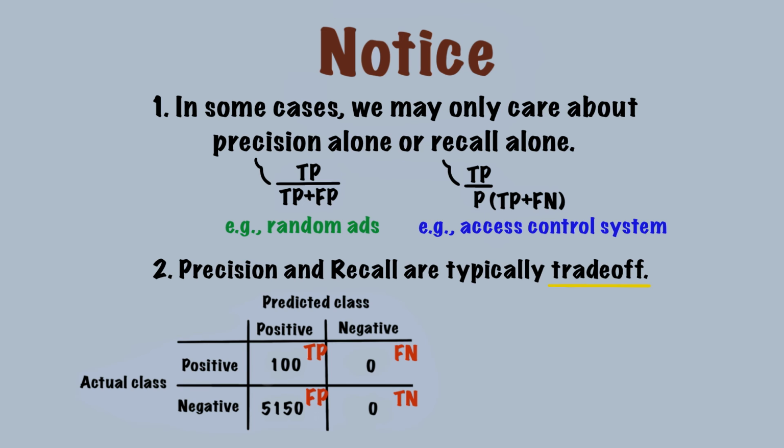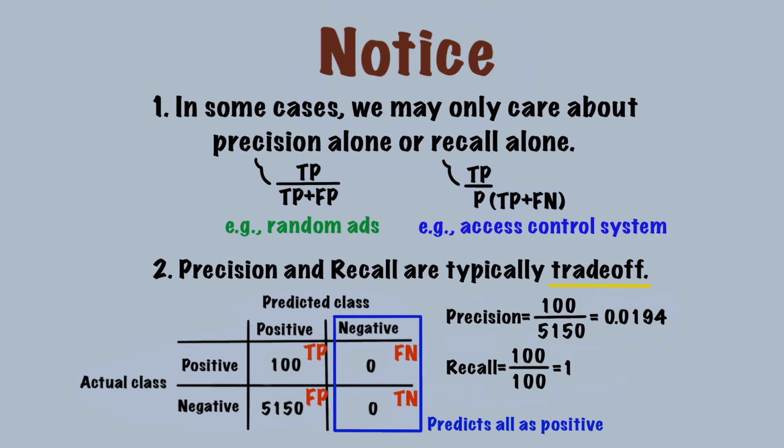Okay, so the second point is that precision and recall are typically a trade-off, just like sensitivity and specificity. For instance, when a model classifies all the tuples as positive, we get a confusion matrix like this. This column is 0 because the model doesn't predict any of the data as negative. And the precision for this model is 0.0194. The recall is 1. In other words, out of the predicted positive data, only around 2% are really positive. However, for the actual positive data, all of them are correctly classified.